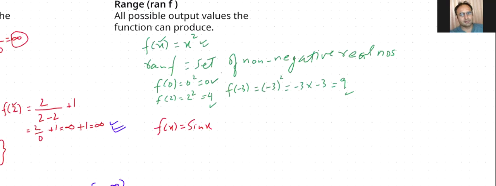Now there is another example of range. Now the function is f of x is equal to sine x. What is the range of this function? The range of this function is always between -1 and +1. Whenever you try to calculate the value of sine x, it will always produce a real number between -1 and +1. It will never be greater than 1 and never be less than -1. So the value of sine x will always remain between -1 and +1. So this is the range of f of x is equal to sine x.